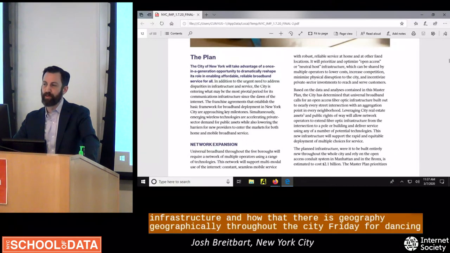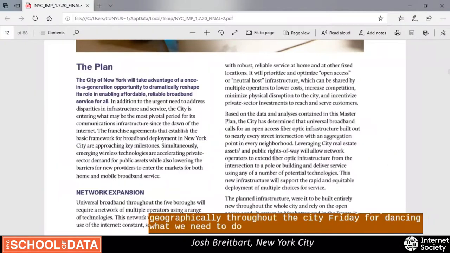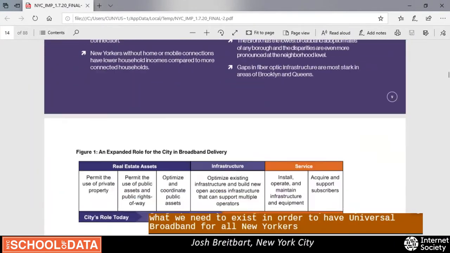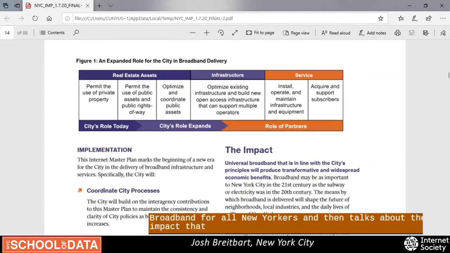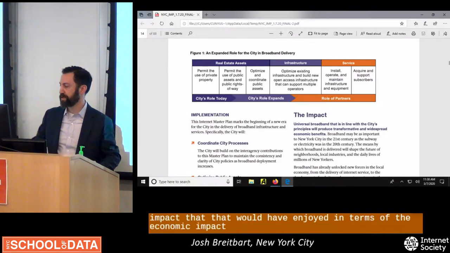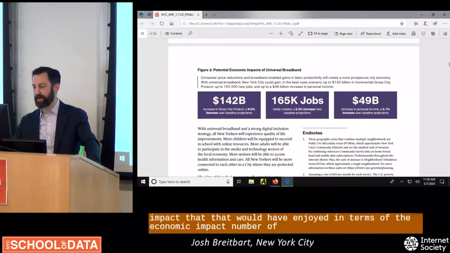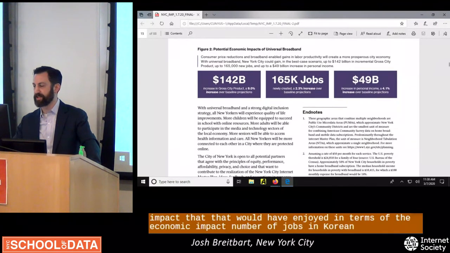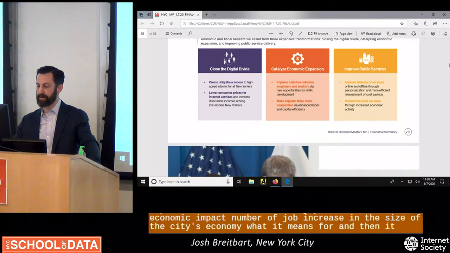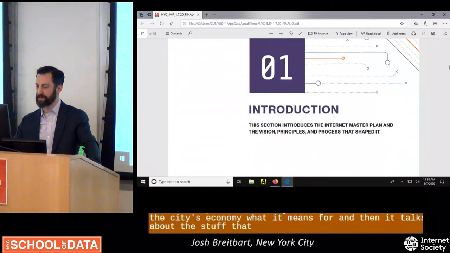It identifies what would need to exist in order to have universal broadband for all New Yorkers. It then talks about the impact that would have in terms of the economic impact, number of jobs, increase in the size of the city's economy, what it can mean for New Yorkers' pocketbooks and wallets. And then it talks about the steps that the city can take to get there.